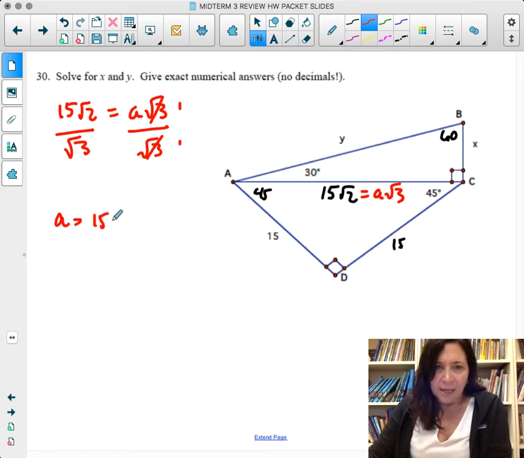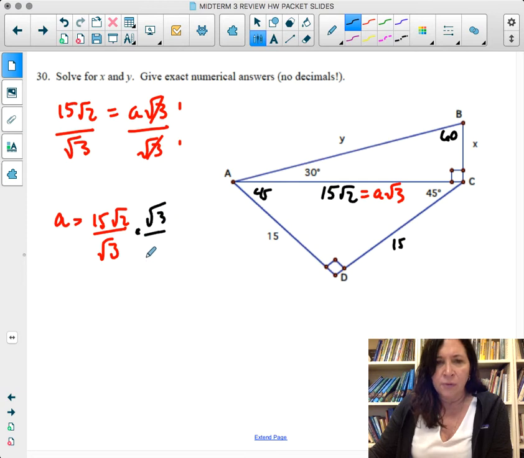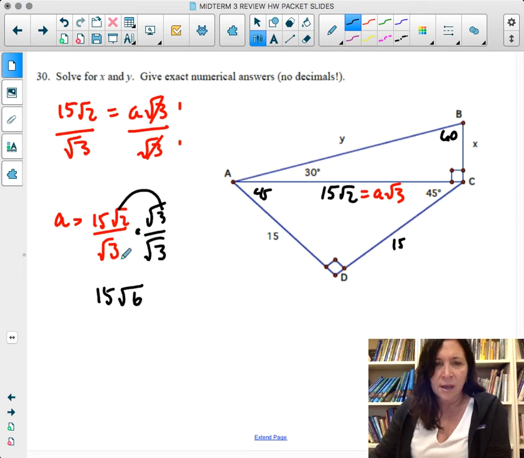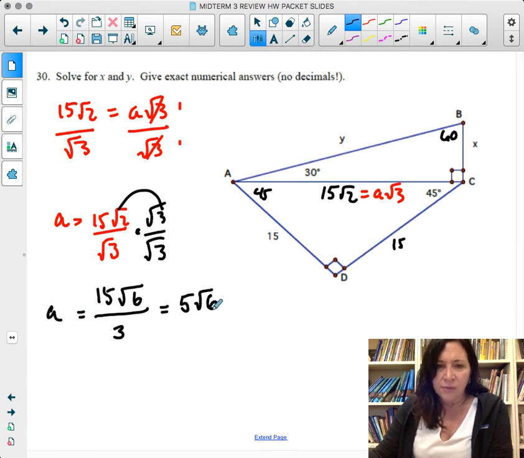So I cannot leave a root on the denominator. Okay, don't do that. You'll get it wrong. You're going to multiply by root 3 over root 3. So you're going to get 15 times root 6, because root 2 times root 2 is root 6. Root 3 times root 3 is root 9, which is 3. So this is over 3. And so that a is actually 5 root 6.